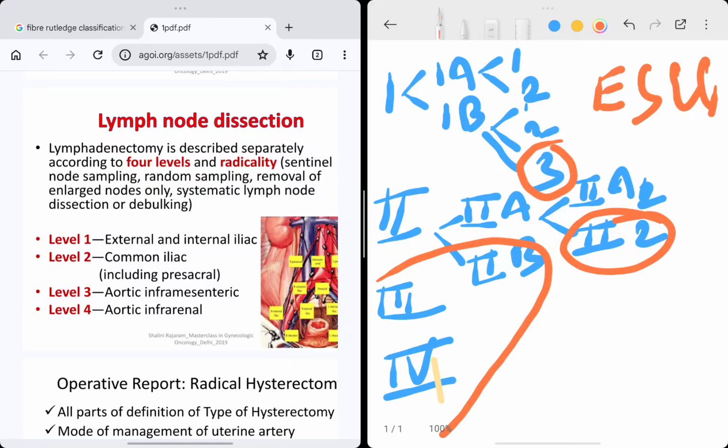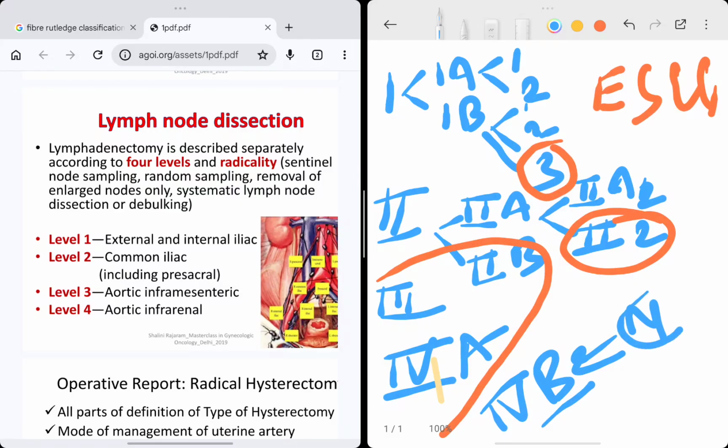4A and then 4B. So this is the metastatic disease. Here we have only palliative options, and the rest of the stages other than 1A1, 1A2, 1B1, 1B2, 2A1 are early stage cervical cancer, and the rest are known as locally advanced cervical cancer, where radiotherapy is the only option. So surgery is only possible in early stage cervical cancer.